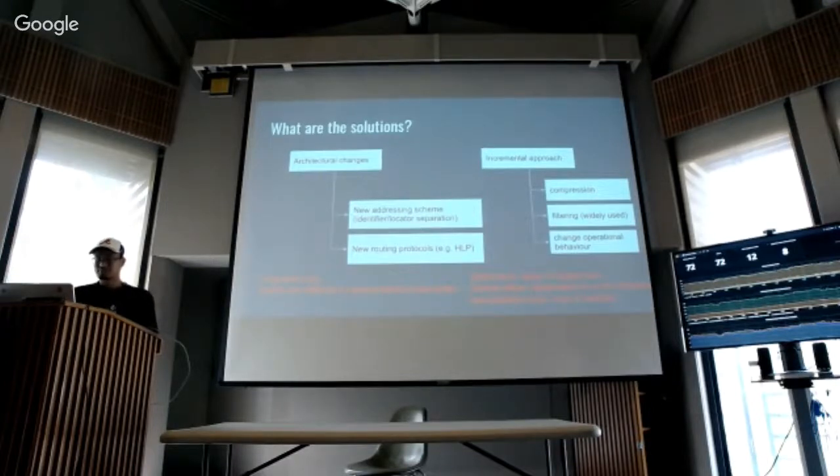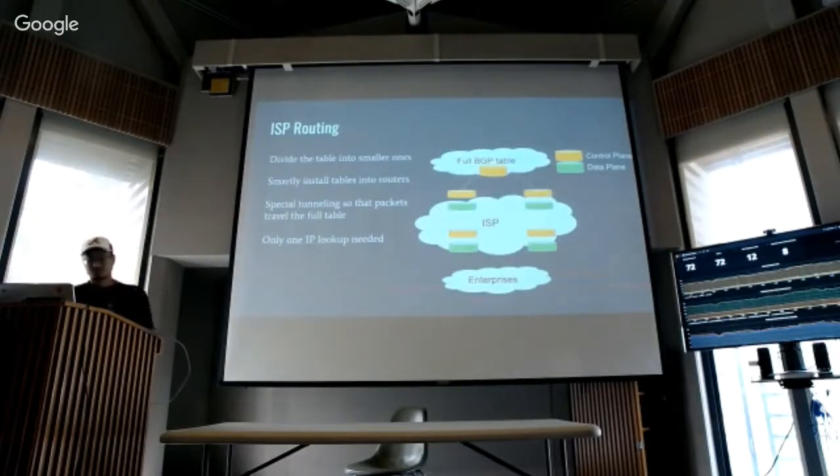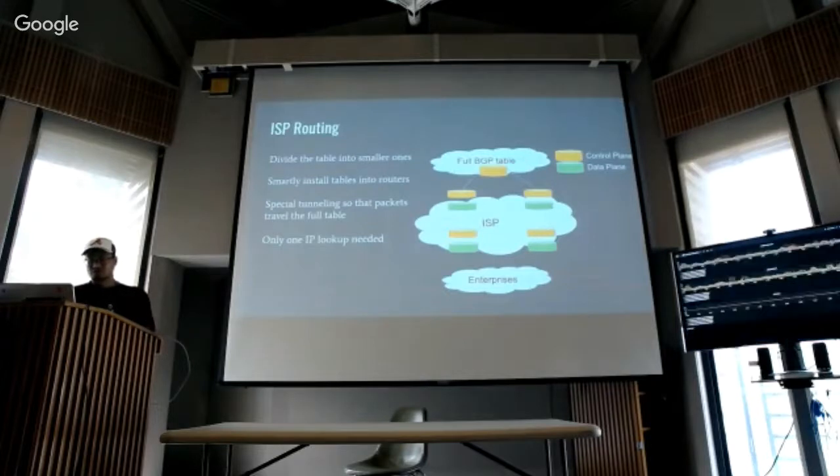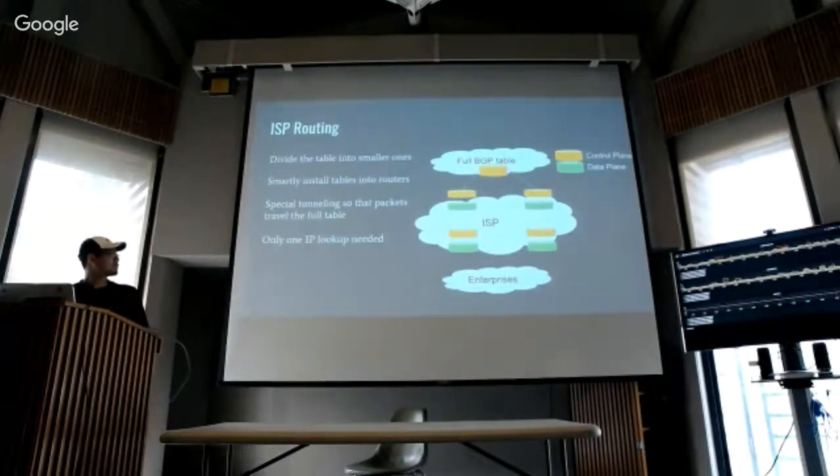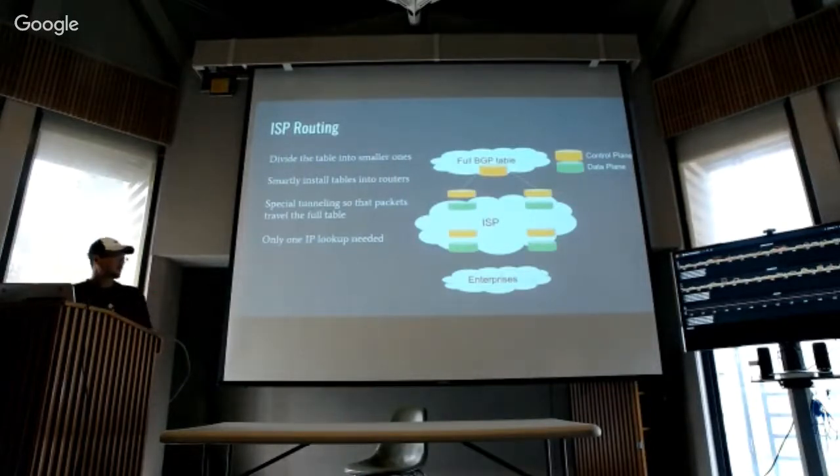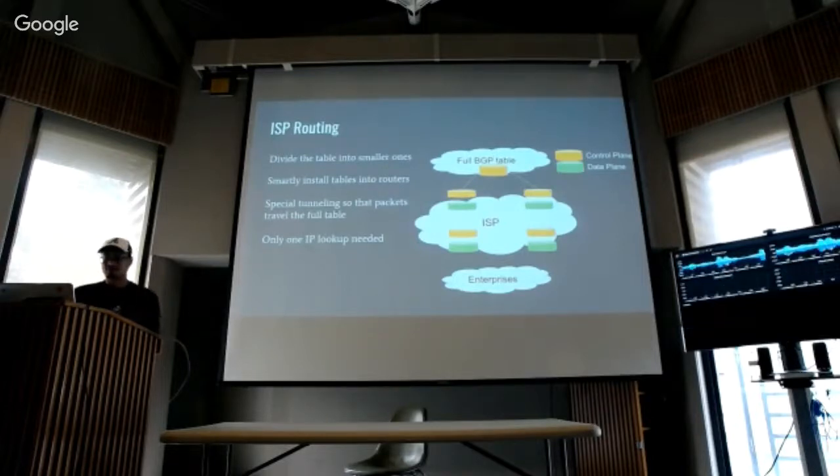So we want to see what the alternatives can be. Let's take a look at this diagram again. Assume that we can divide the BGP table into smaller ones, and each router only keeps half of the table, a portion of the table. If we can program the network to say that a packet coming in at one router and egressing at another has been processed, has been looked up already, then we don't need to do it at the egress router anymore.